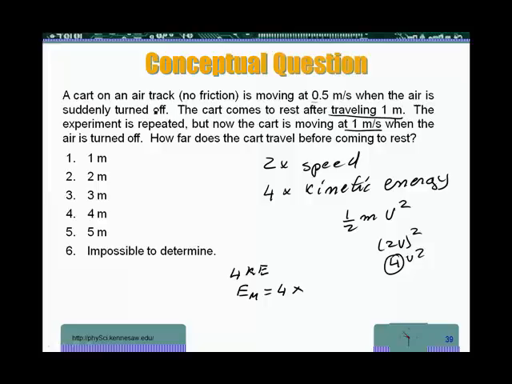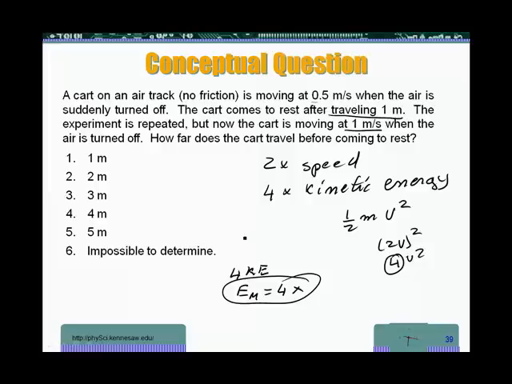Now here it's the same cart, the same track, so we should have the same coefficient of friction and the same friction force. The force that's going to stop it is going to be the same. And that force is going to expend this mechanical energy. It's going to change it into heat.